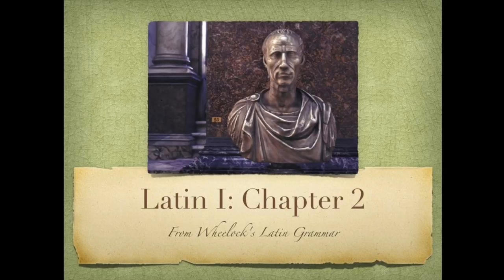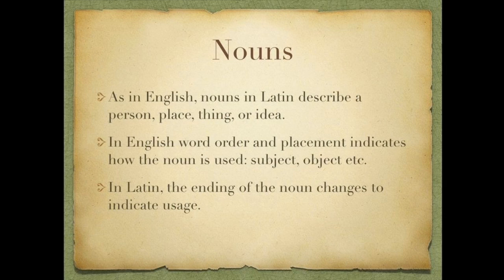Welcome back. We're going to start looking at Chapter 2 from Wheelock's Latin Grammar, and in this chapter we're going to get into nouns and adjectives. We'll start looking at nouns. Just like in English, nouns in Latin describe a person, place, thing, or idea.